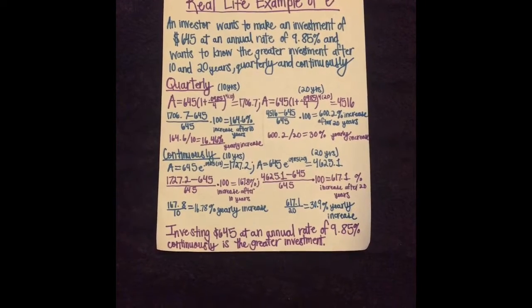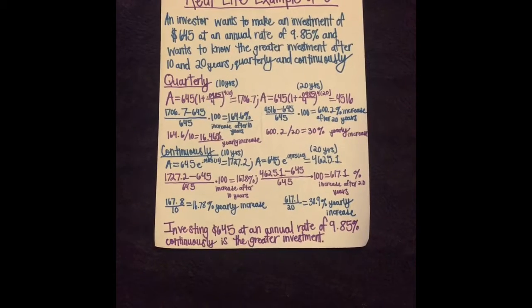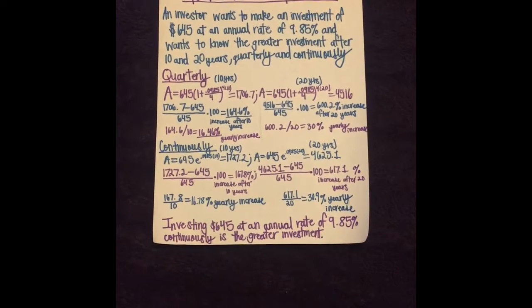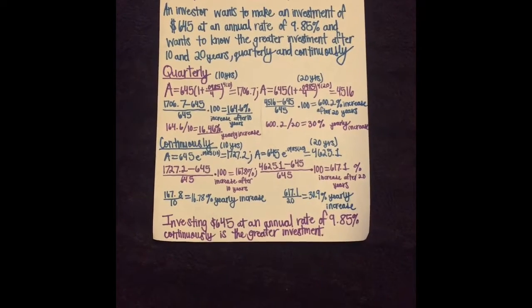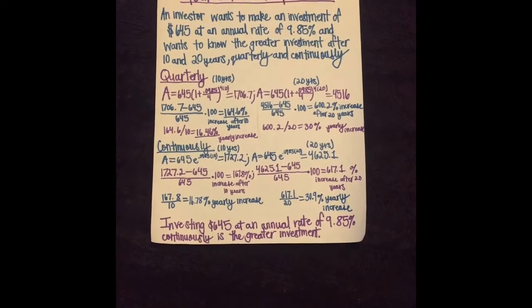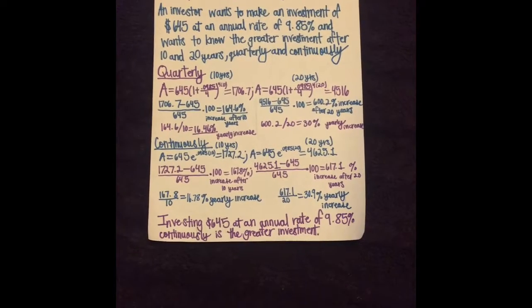A real-life example of E would be an investor wanting to make an investment of $645 at an annual rate of 9.85% and wanting to know the greater investment after 10 and 20 years, quarterly and continuously.